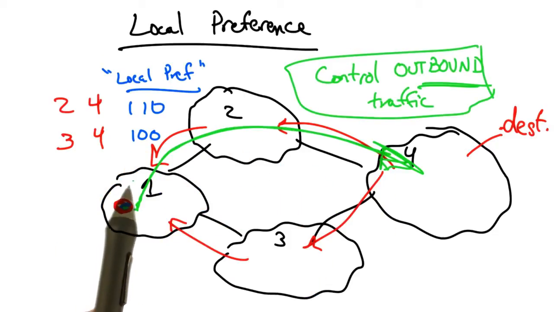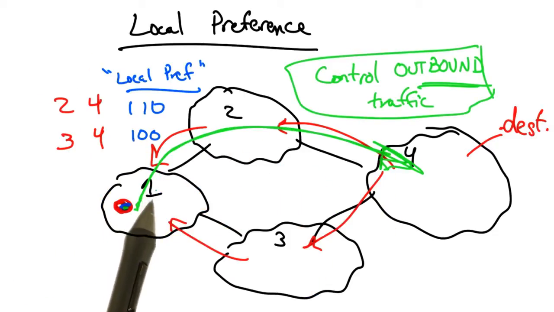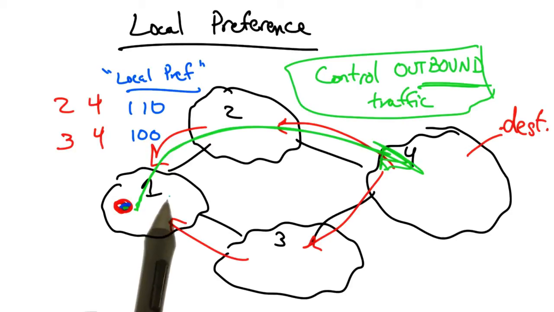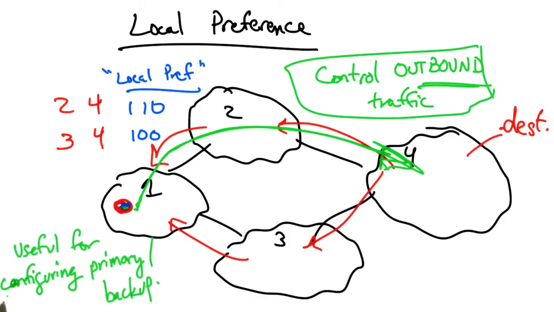In this way, an operator can adjust local preference values on incoming routes to control outbound traffic, or to control how traffic leaves its autonomous system en route to a destination. This is extremely useful for configuring primary and backup routes. For example, here the route through AS2 might be the primary route, and the route through AS3 is the backup route.